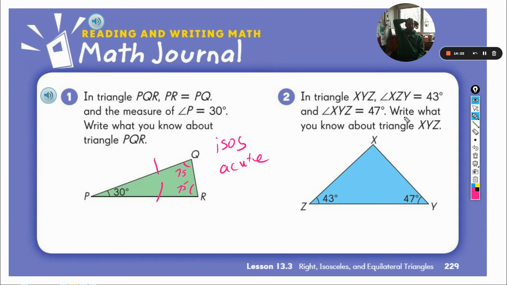And this one here, read, work, pause me, do it. What do I know? 43 and 47 is 90, so this must be 90. That's a right triangle. It's right, and it's scalene because all sides are different lengths.